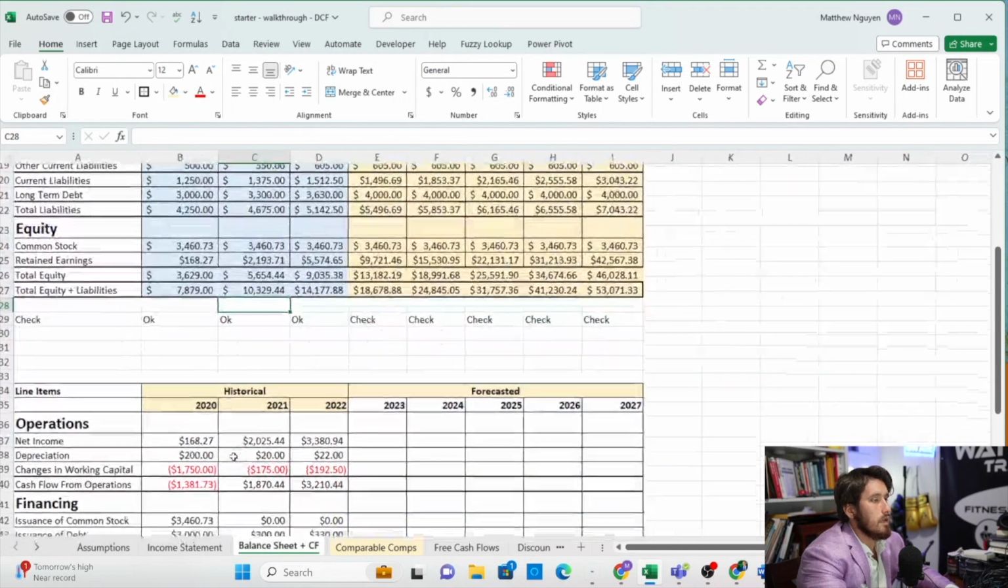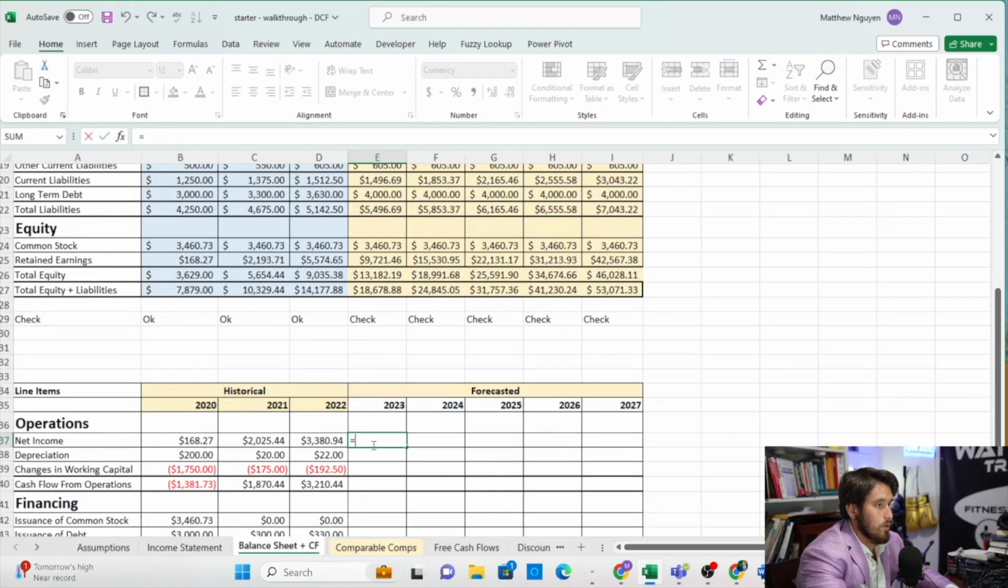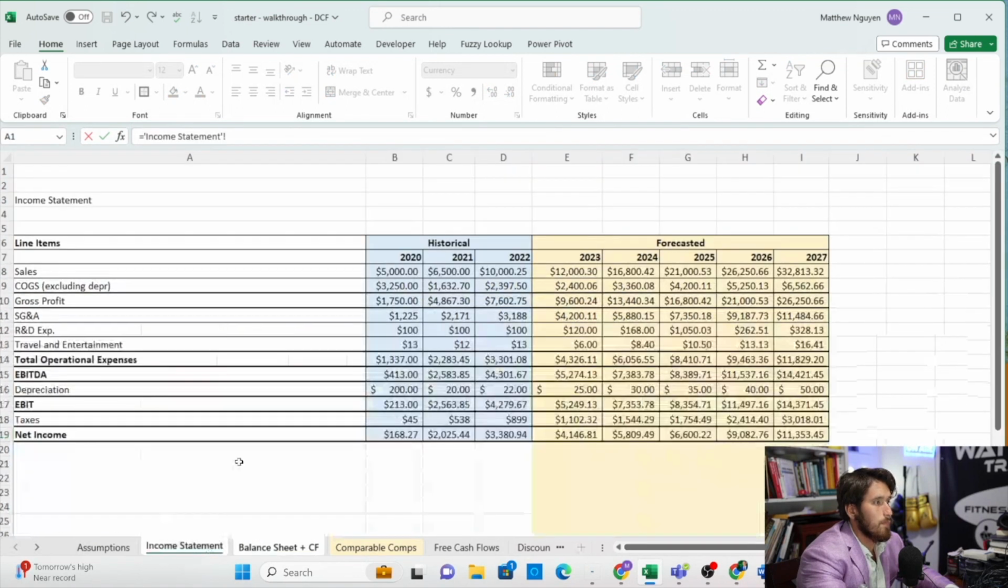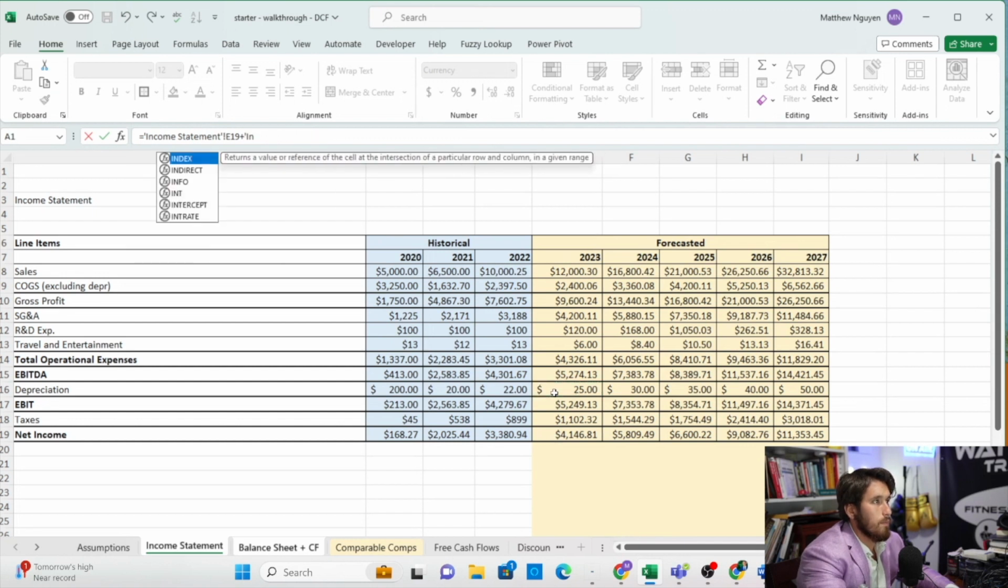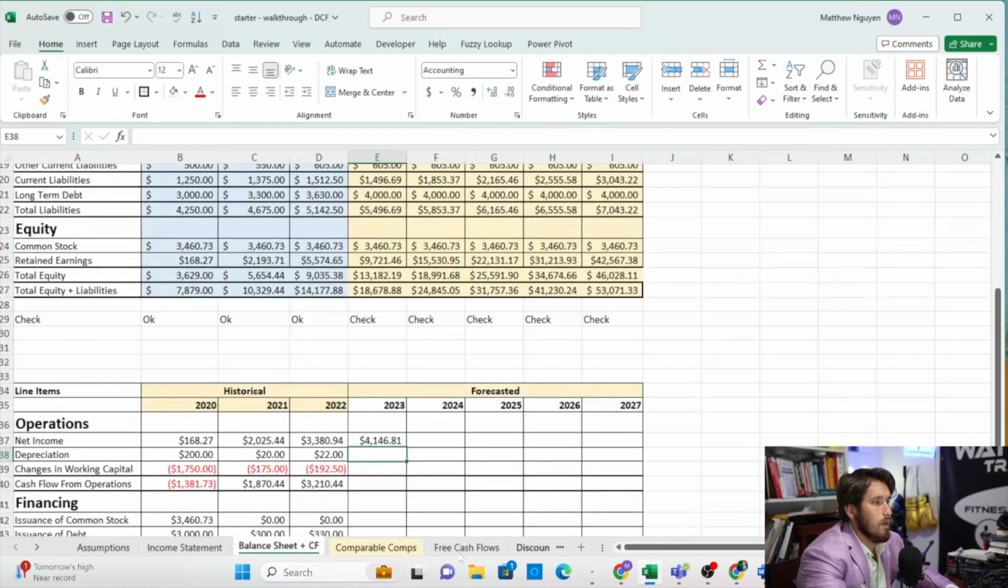So let's take a look at our cash flows now. Let's do our net income. We'll take our net income from that year. We will add back our depreciation for that year. Oops, I didn't mean to do that. Let's just pull this over. Let's take our depreciation from our income statement.